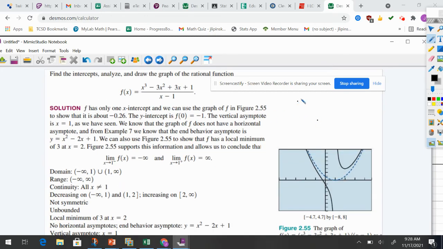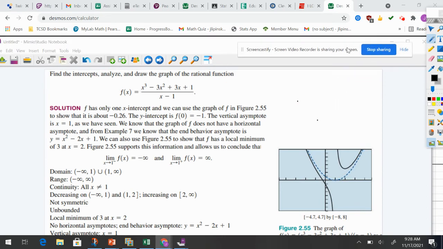So if we look at this problem right here, I kind of want to go over this asymptote. See how this asymptote, there's no horizontal asymptote because we have x cubed minus 3x squared. The degree of the top is greater than the degree of the bottom. We actually have to divide this. Okay, so I've got x minus 1 outside of x cubed minus 3x squared plus 3x plus 1. So I'm going to do the division here.